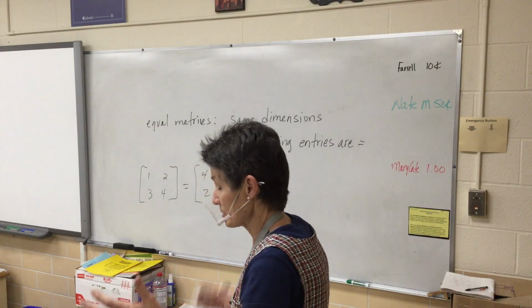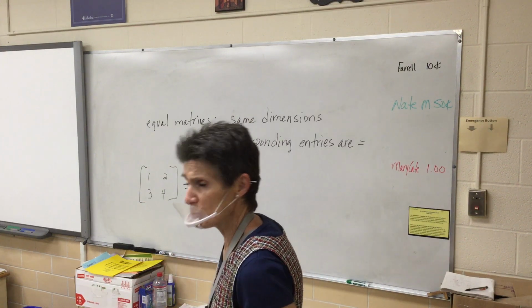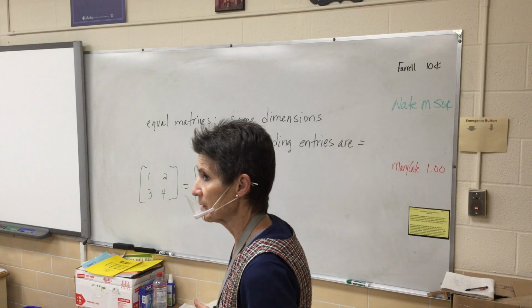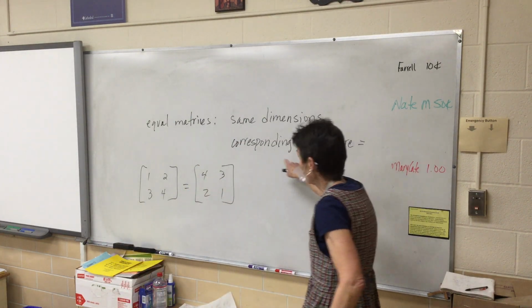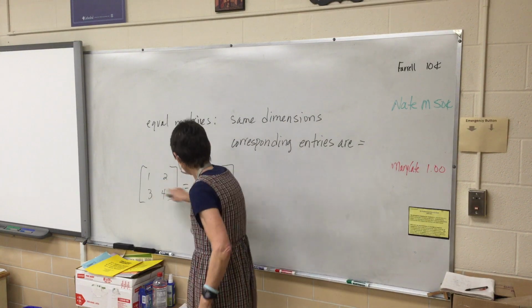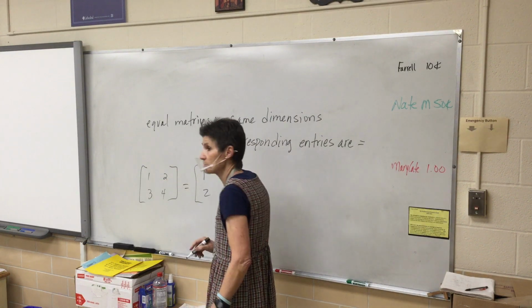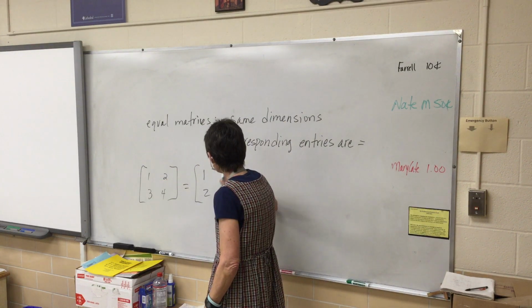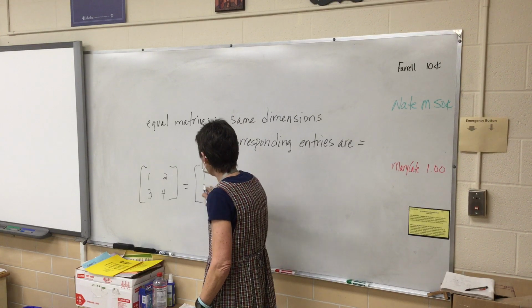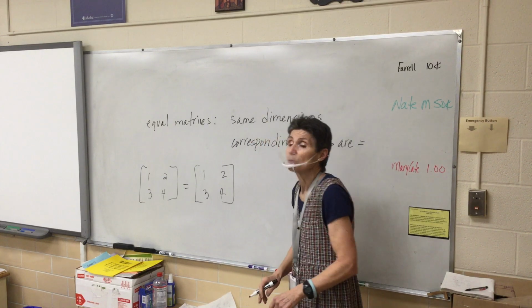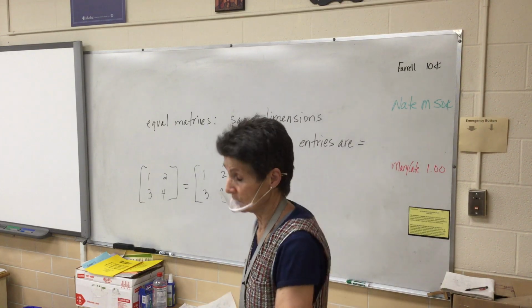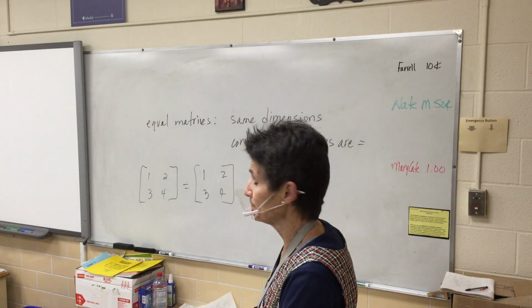What's wrong? They're the same size, they got the same numbers. Why aren't they equal? They're not in the same spot. That's what corresponding means. So whatever's in the 1, 1 spot has to be the same as what's in the 1, 1 spot here. So these would be equal. Now, I know you're thinking, what's the point of that? Well, that's kind of a dumb example. We'll run into a situation where we'll set matrices equal to each other.